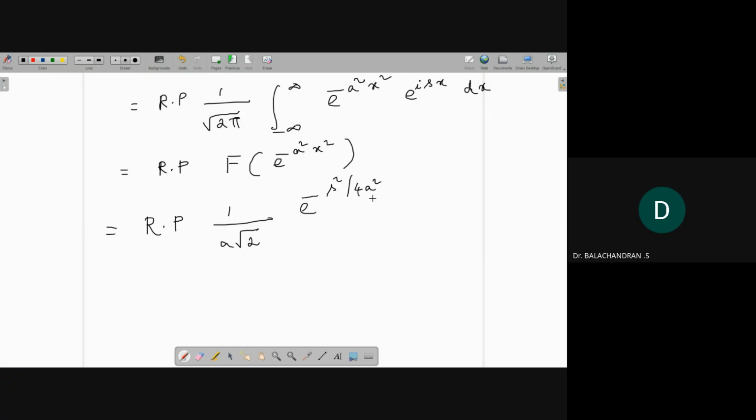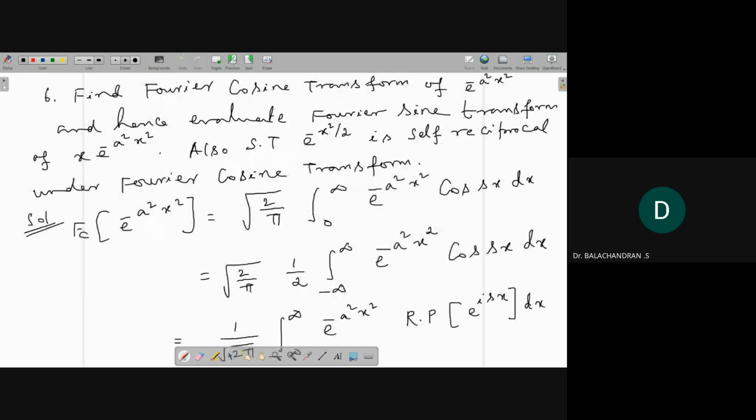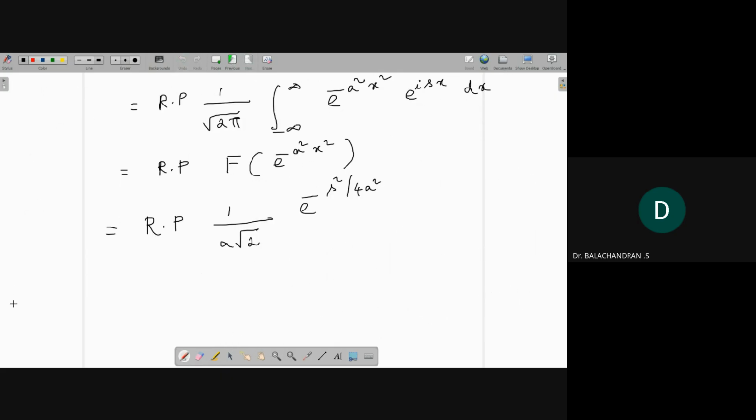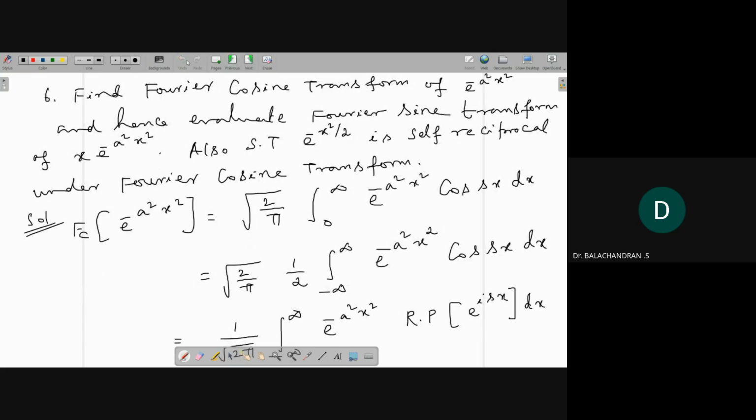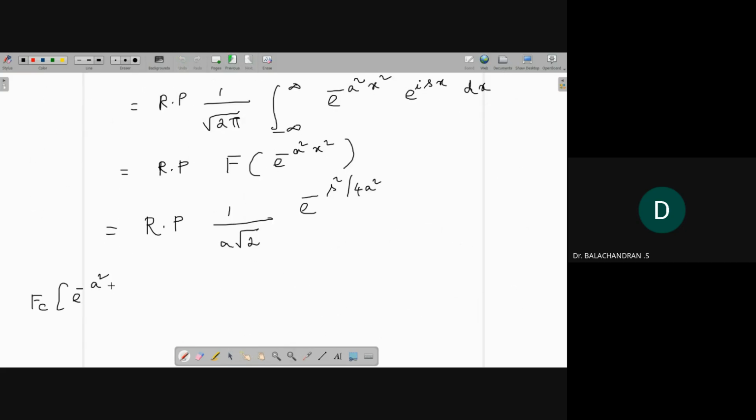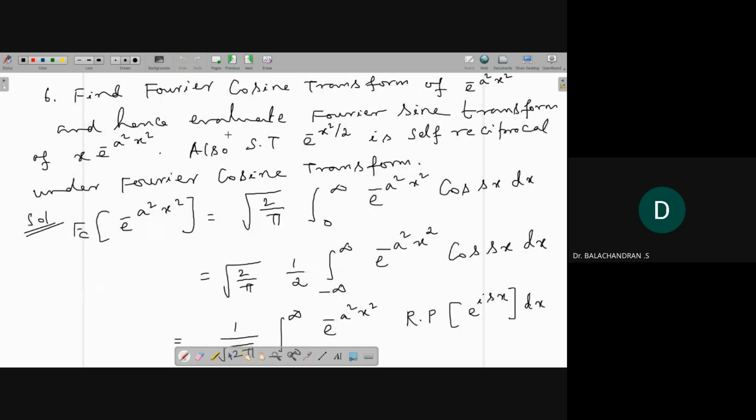Actually, what is the left hand side? The left hand side is the Fourier cosine transform of e power minus a square x square, which is equal to, so actually this is the real part. There is no need to write the real part again. 1 by a into root 2 into e power minus x square by 4a square. The first part is over. So we found the Fourier cosine transform of e power minus a square x square.